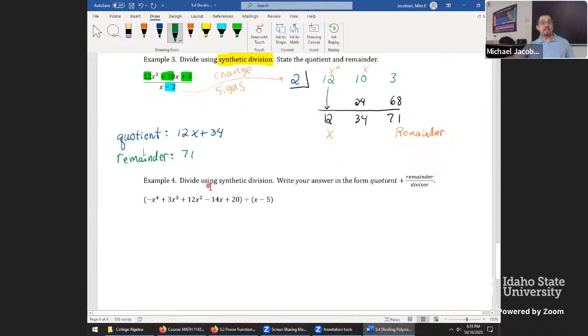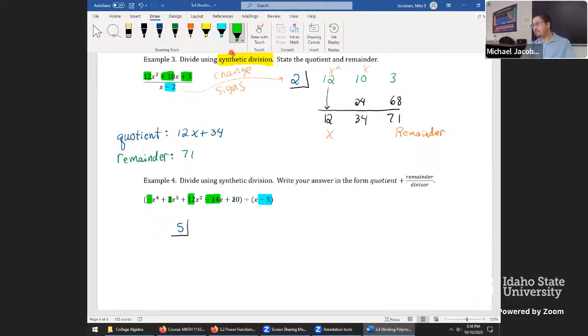So we're going to divide using synthetic division. That means we have to look to the divisor, and this is the key number, right, that x minus 5. That negative 5 is going to be converted to a positive 5. Put in a little box here, and now we're just pulling these coefficients.